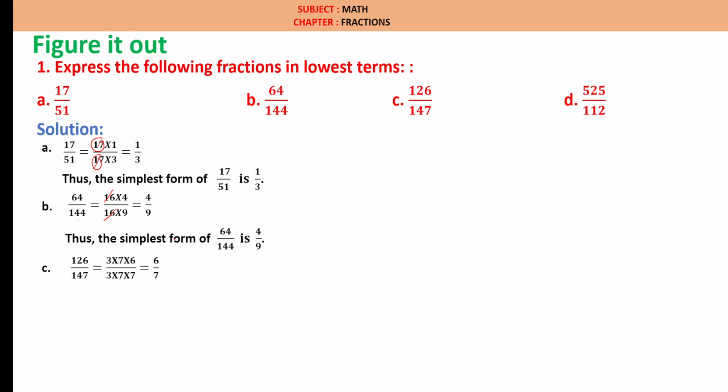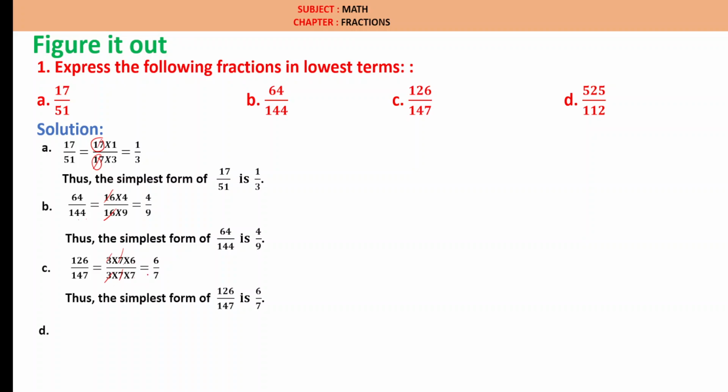Similarly, C, 126 divided by 147. This we can write as 3 into 7 into 6, and 147 factors are 3 into 7 into 7. Here 3 is common between the numerator and denominator, 7 is also common. So the left out simplest fraction is 6 by 7. Thus the simplest form of 126 by 147 is 6 by 7.